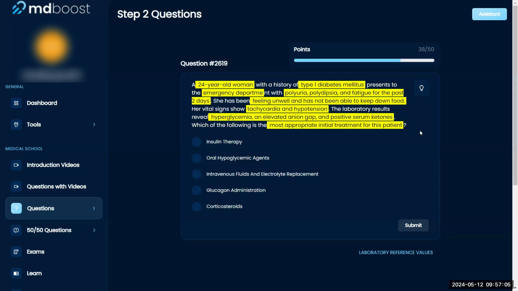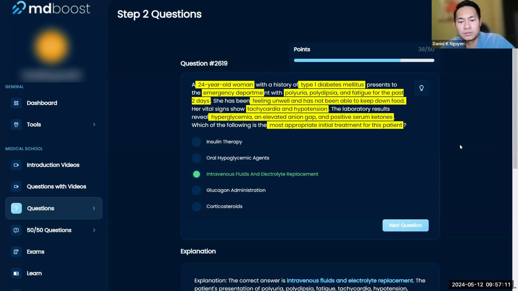Good. What do you want to do first? You always give fluids and the electrolytes. Good. Okay, so explain to me, this is an exercise. Why didn't you pick insulin therapy? There are a lot of good answer choices here, but how did you choose between A and C?